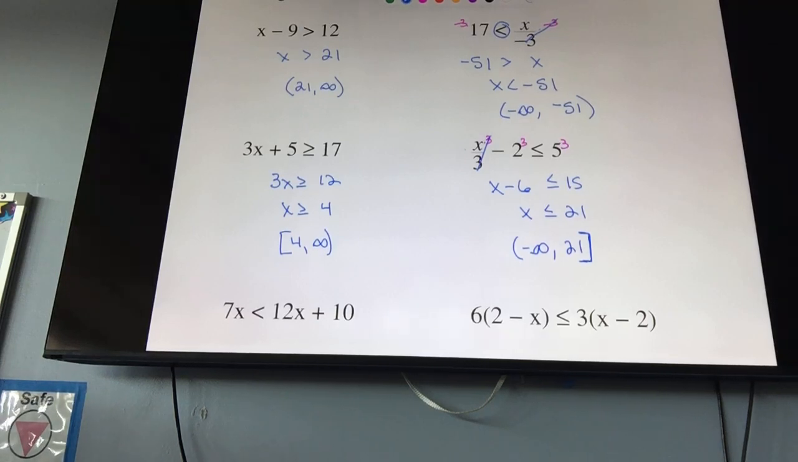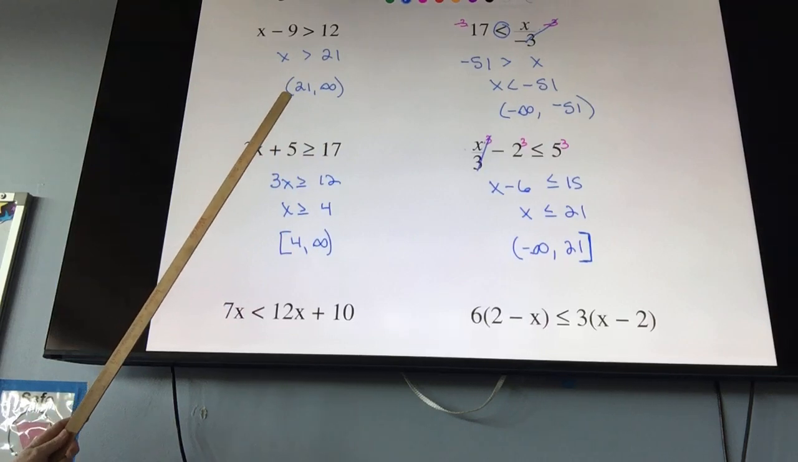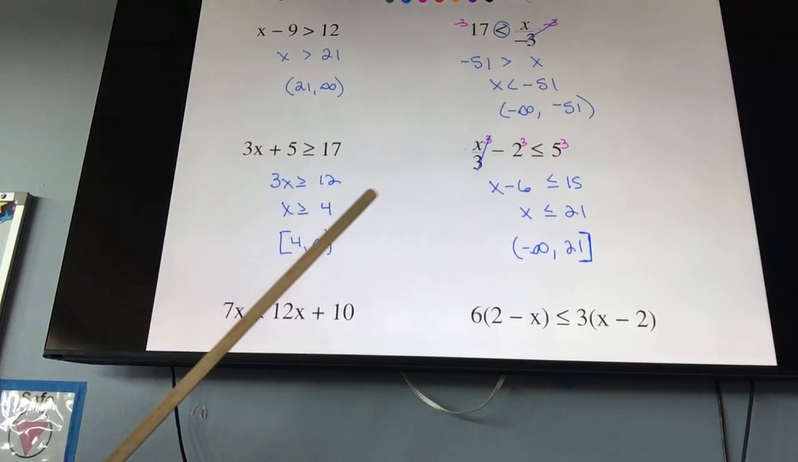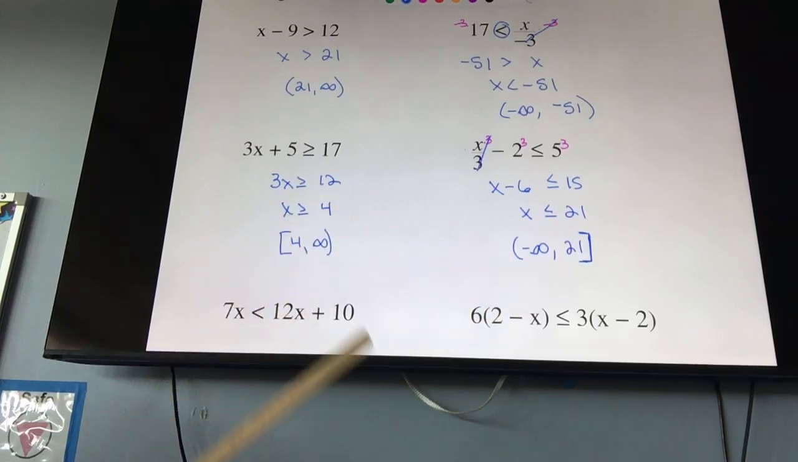Okay? When you have greater than or less than, something else about infinities. Infinities always have parentheses, never brackets. Okay. If you have greater than or less than, you'll notice that that is when I'm using parentheses on my number. And if I have greater than or equal to, less than or equal to, that's when I'm using a bracket on my number. So brackets indicate that the number is included. Parentheses indicate that this is just my boundary, the number's not included. Okay.